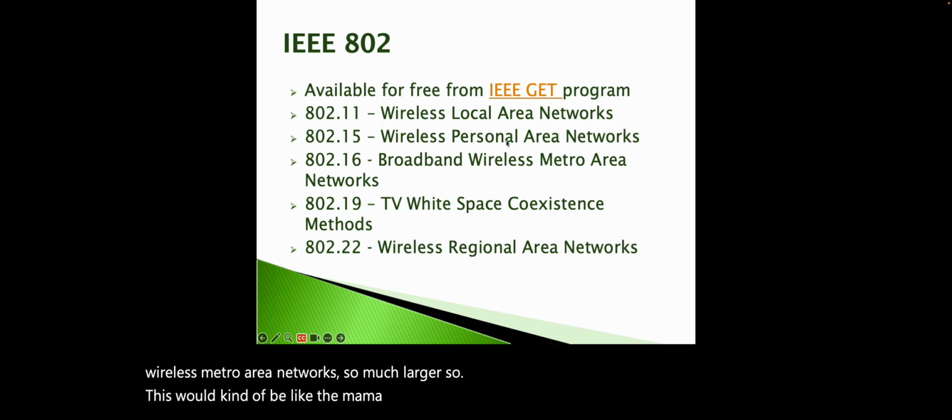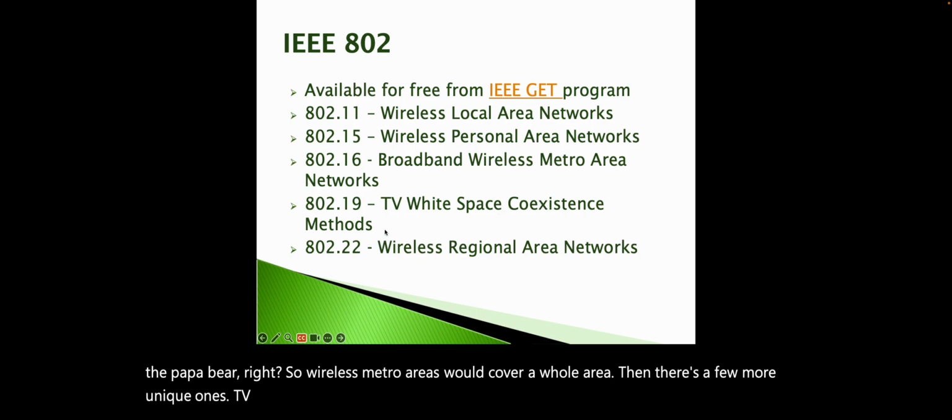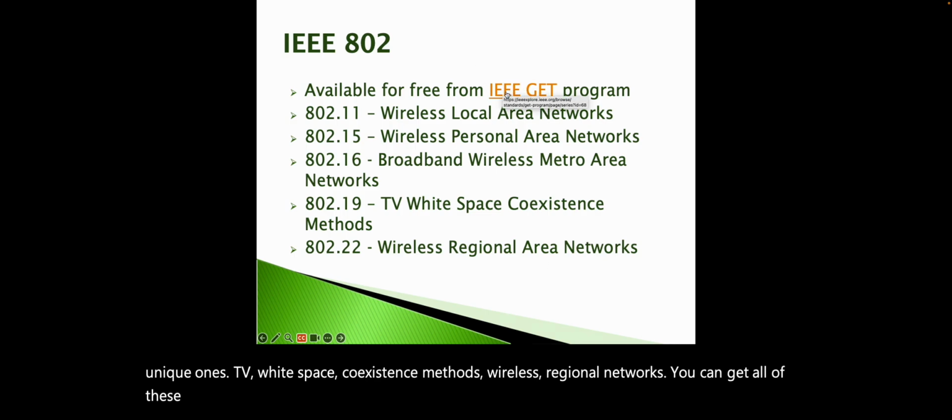This would be the papa, the baby bear, and this would be the papa bear, right? So wireless metro areas would cover a whole area. Then there's a few more unique ones: TV white space, coexistence methods, wireless regional networks. You can get all of these by clicking on this link.